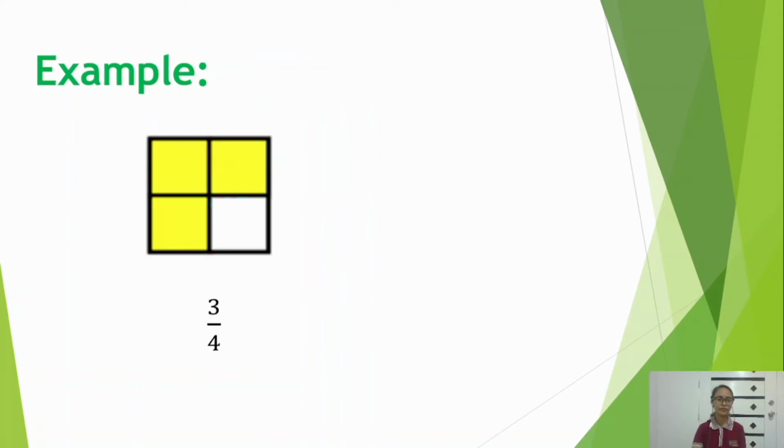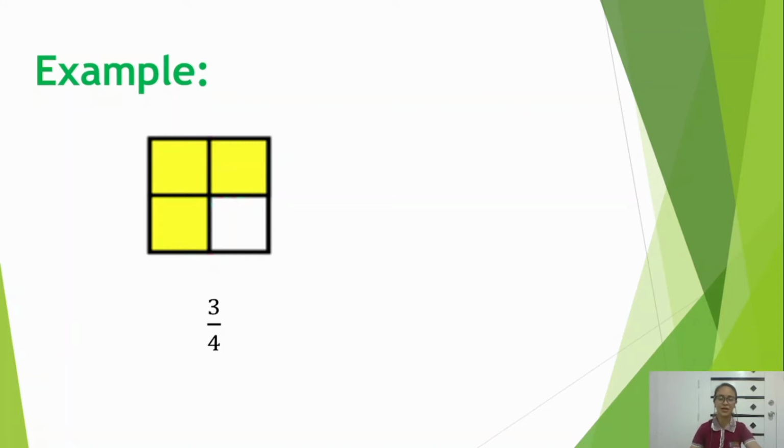Now, let us have this example. Our example is a square divided into 4 equal parts. So our shaded region or the numerator is 3. The yellow one is 3 and the whole, yung pinakakabuuan, is 4, which is the denominator. So if we are going to write it numerically in fraction form, the square which has 3 shaded parts is equivalent to 3/4.